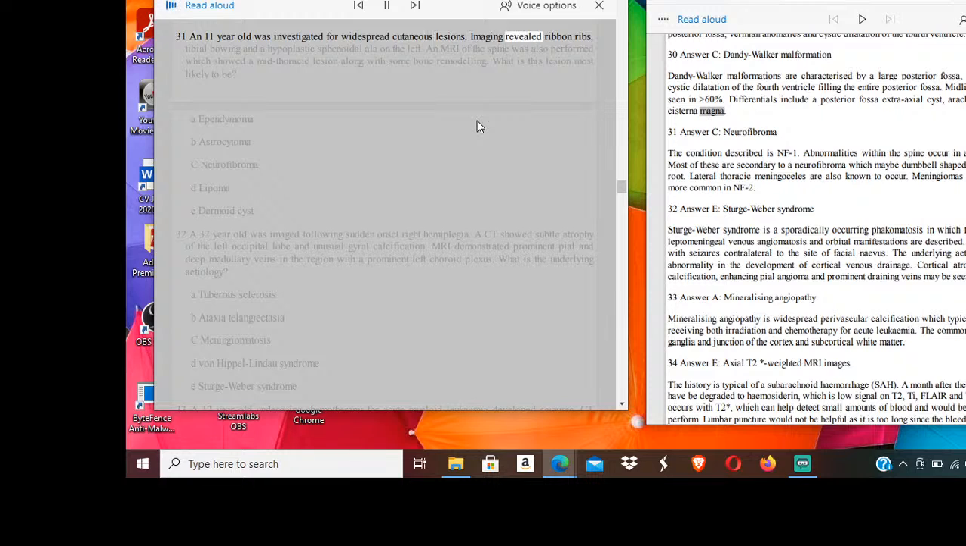Imaging revealed ribbon ribs, tibial bowing, and a hypoplastic sphenoidal ala on the left. An MRI of the spine was also performed which showed a mid-thoracic lesion along with some bone remodeling. What is this lesion most likely to be? A. Ependymoma. B. Astrocytoma. C. Neurofibroma. D. Lipoma. E. Dermoid.